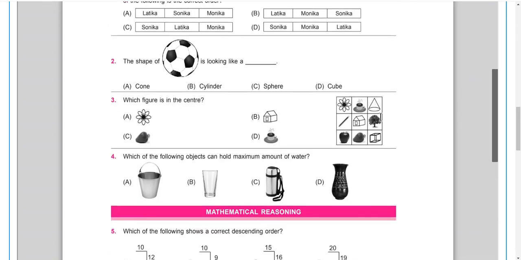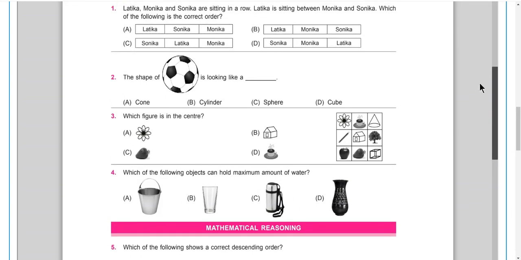Which figure is in the center? Can you tell me which figure is in the center? We have figures A, B, C and D, and they want us to know which figure is in the center. Can you tell me what is the correct answer? The house. And how do you know that? Because I can just see this picture.